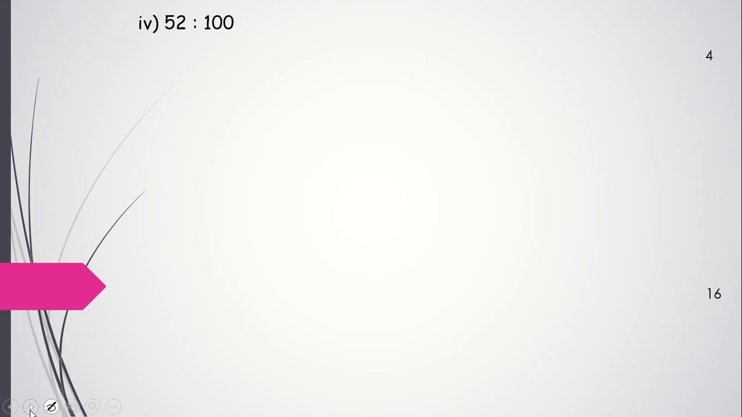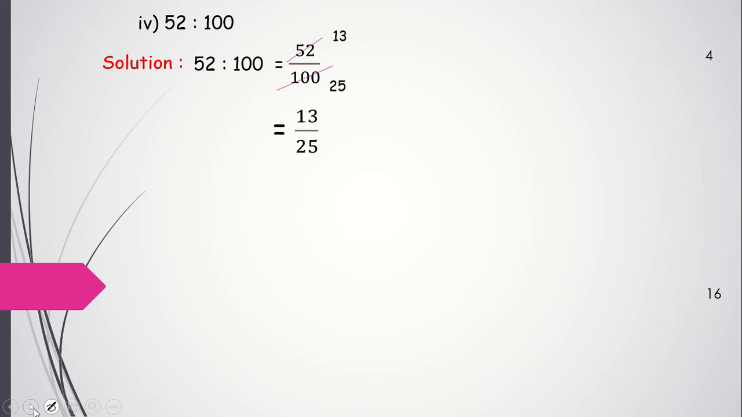Then 52 divided by 100. 52 divided by 100. Divide by 4 first. 4 ones are 4. 1 will remain. 4 13s are 52. And 4 25s are 100. So that's 13:25. So this is how we reduce the percentages further.